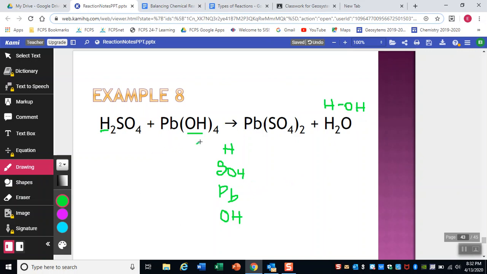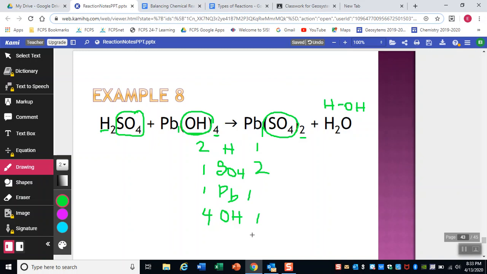So I've got 2 hydrogens, 1, right? This 4 doesn't mean I have 4. 4 is part of that ion. SO4 is, I have 1 of those. I have 1 lead, and now I've got the 4 on the outside, so I have 4 hydroxides. And then here I've got 1 lead, and I've got 2 sulfates. And then here I've got one hydrogen and one hydroxide.